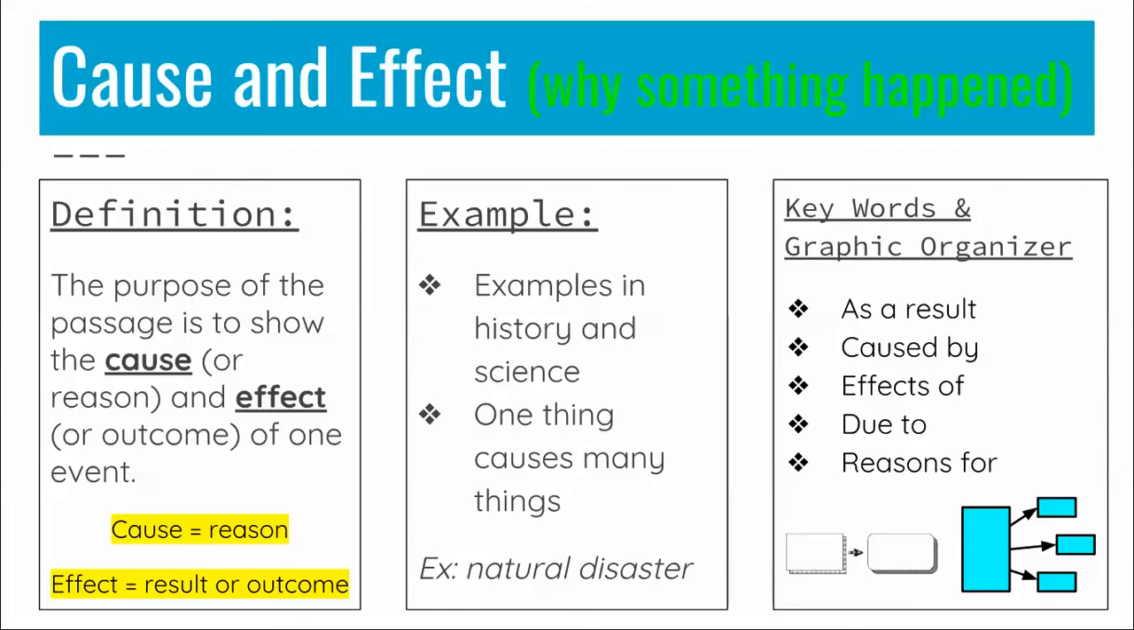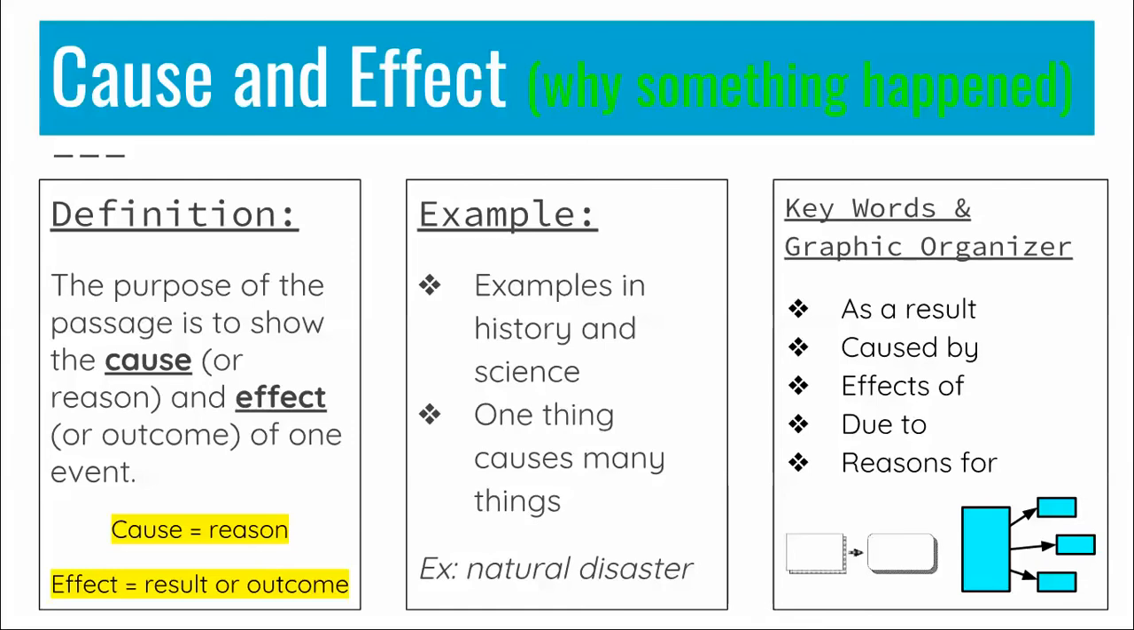The pattern is cause and effect. Why something happened. That's pretty straightforward. Take a look at the definition. The purpose of the passage is to show the cause or reason and the effect or outcome of an event. Examples are often found in history and science. Things cause things to happen. When you talk to your history teacher, they look at the effects of World War I or something like that. And in science, you see processes happen and then you see their effect.